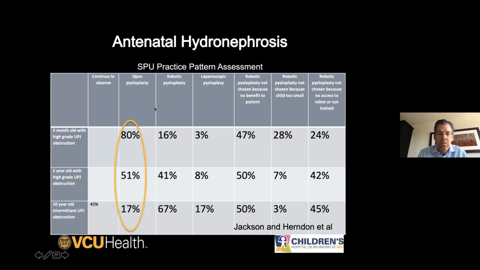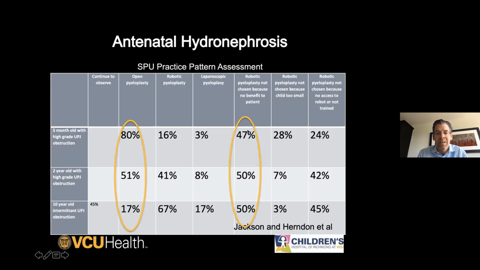And so the results were not too surprising, but 80% of the respondents, and again, the response rate was in the high 70s, so it was a very representative sample, about 80% of us would do an open pyeloplasty for a 5-month-old. Whereas at the age of 2, it's only about 50%, but still about 20%, which is a little surprising, of 10-year-olds would get an open pyeloplasty. Now this changed significantly as the age of the patient changed.